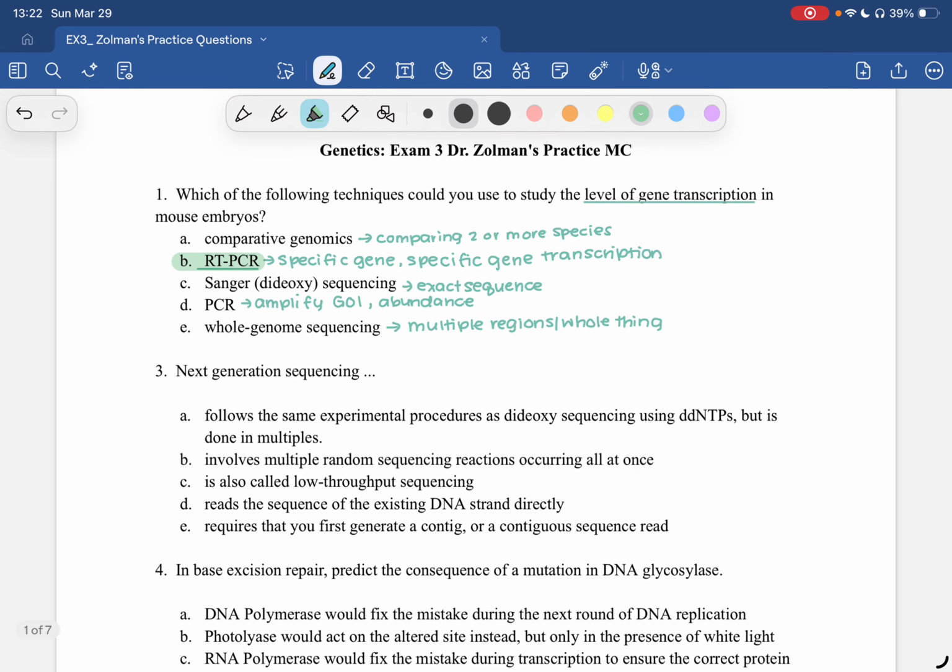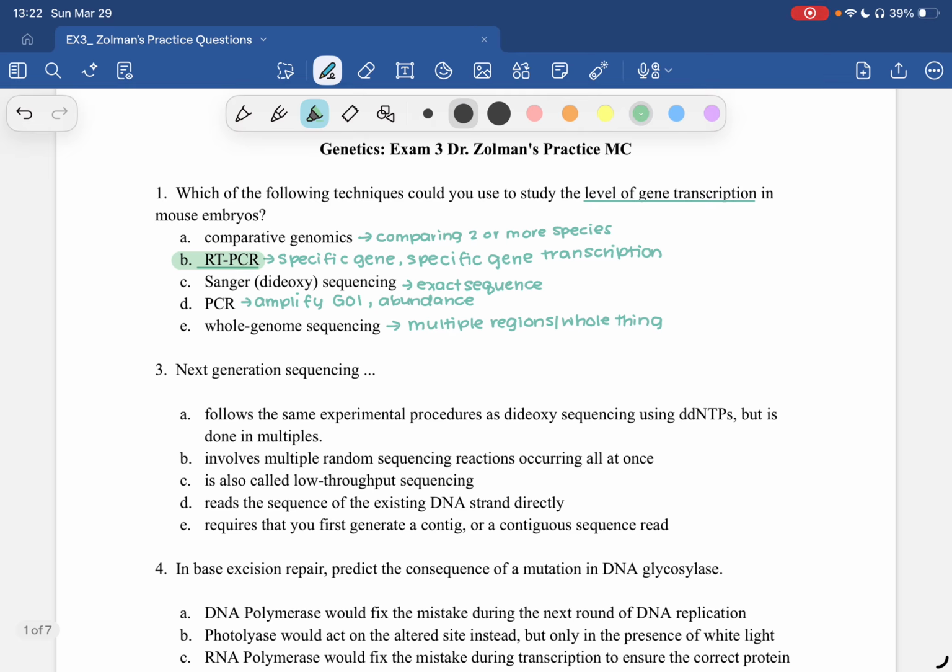Okay, moving down to the next one, next generation sequencing. This is when you add your nucleotides and then you stop and pause, you take that picture, you cleave and wash, and then you redo it. This is the type of sequencing where you take the pictures and then you look at all of the sequences in parallel.